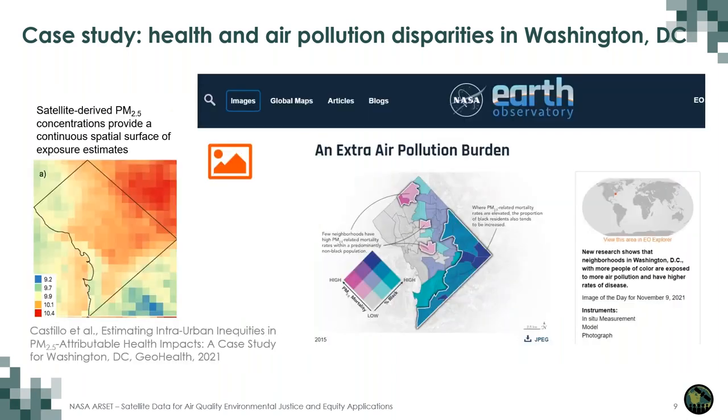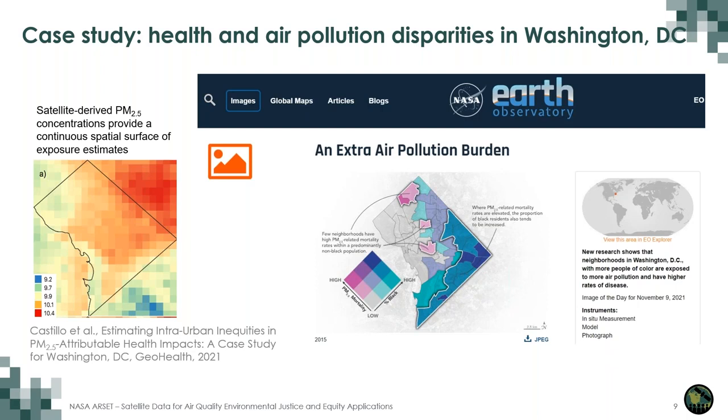So we use satellite-derived PM2.5 concentrations, and you can see those concentrations in the map on the left-hand side here. And we see that we have continuous spatial coverage of PM2.5 on a pixel basis across the entire city of DC. And this was published in the journal GeoHealth in 2021. When we combine information from the satellite-derived PM2.5 with the life expectancy in the previous slide, we can estimate PM2.5-related mortality rates at the neighborhood scale within the District of Columbia.